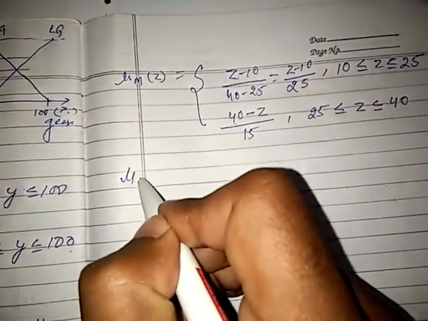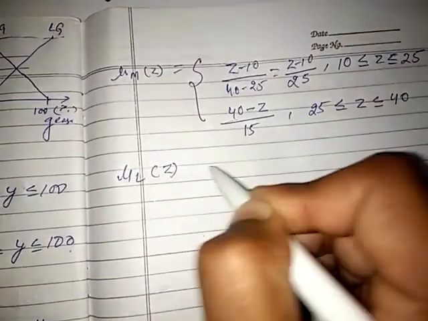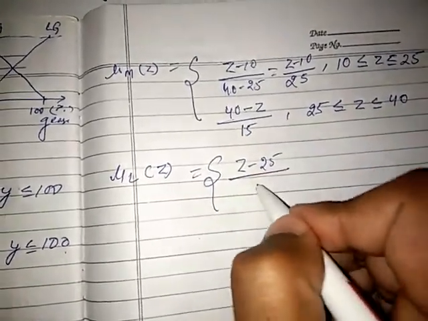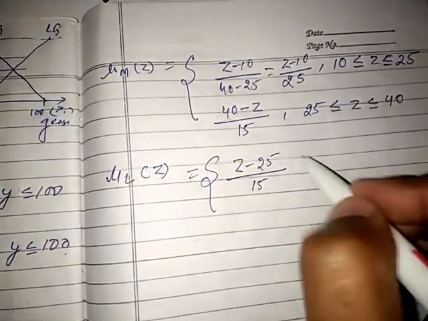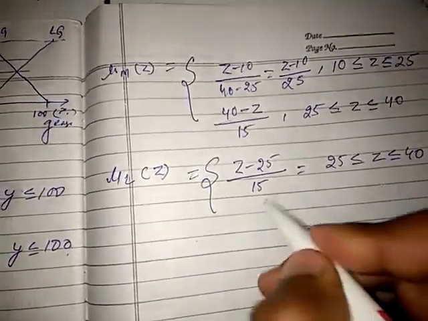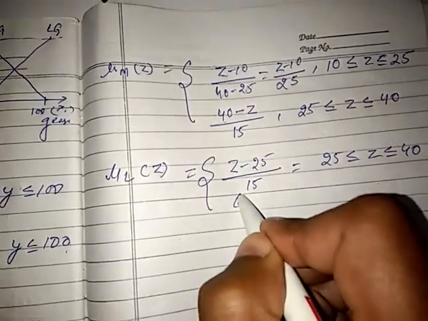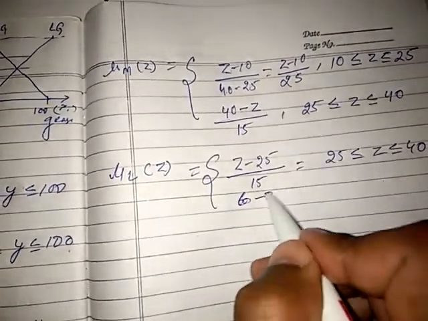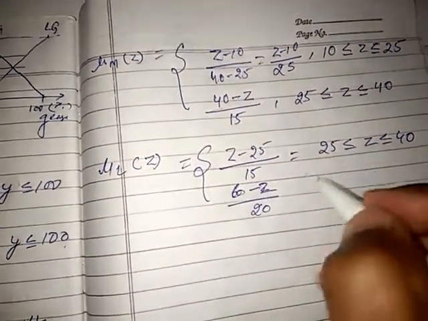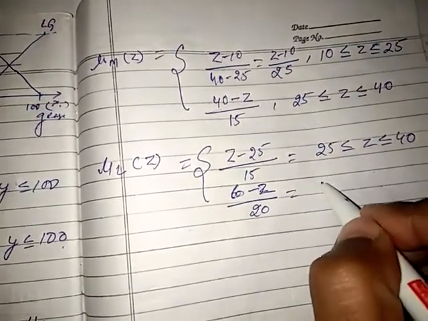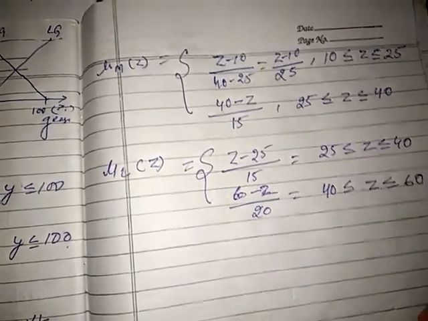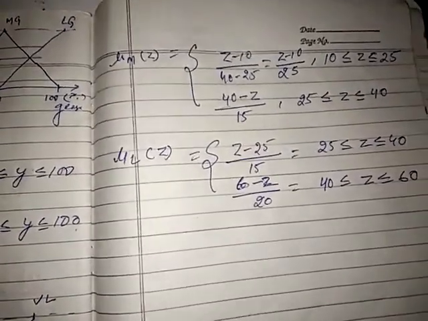In the case of large, the membership function again gets two: z minus 25 divided by 15, and the range is 25 to 40. And the second is 60 minus z divided by 20, because 60 minus 40 is 20, and the range is 40 to 60.